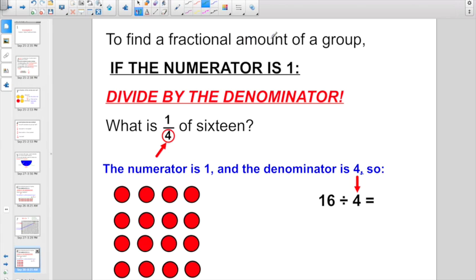To find a fractional amount of a group, if the numerator is 1, again, divide by the denominator. Here they're asking us, what is 1/4 of 16? The numerator is 1, so just divide by the denominator. Divide by 4: 16 divided by 4. Yes, you could draw out 16 little circles and put them in groups of 4, and 16 divided by 4 is 4, but you have to get your facts memorized. 4 times 4 is 16.